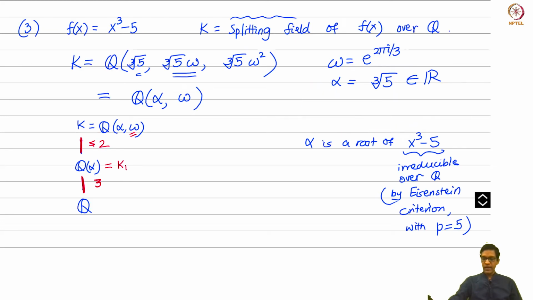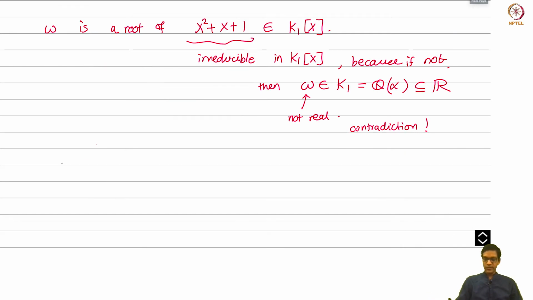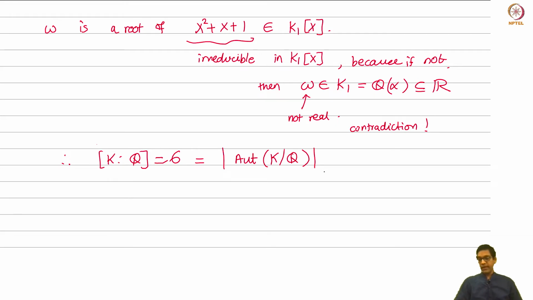Therefore, let's go back. We can remove this less than or equal to symbol. This is exactly a degree 2 extension. So all told, therefore, it's a degree 6 extension. Therefore, K over Q is degree 6. And so this must also be the cardinality of the Galois group. So there should be 6 automorphisms of K which fix Q pointwise. So let's look for those 6.